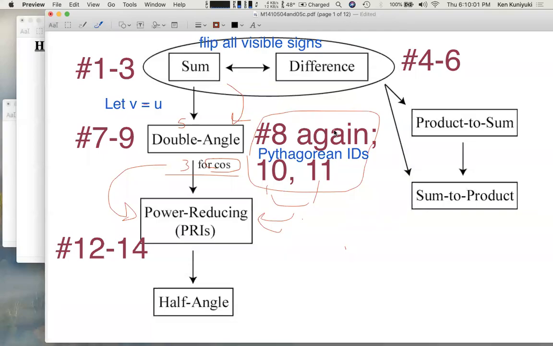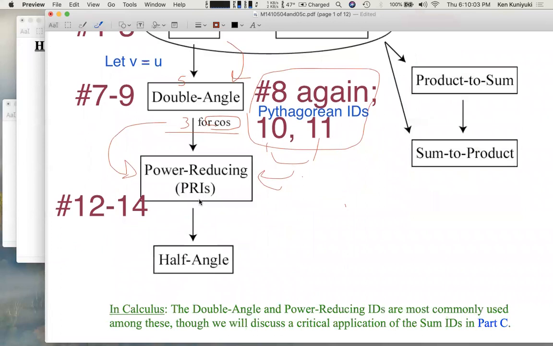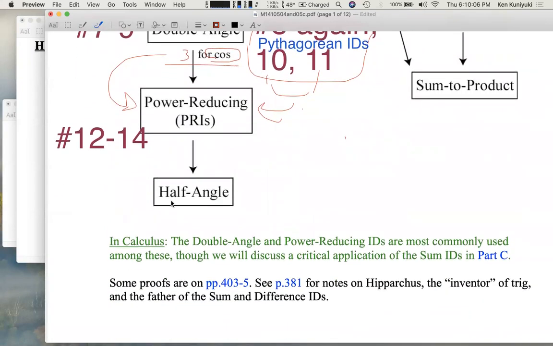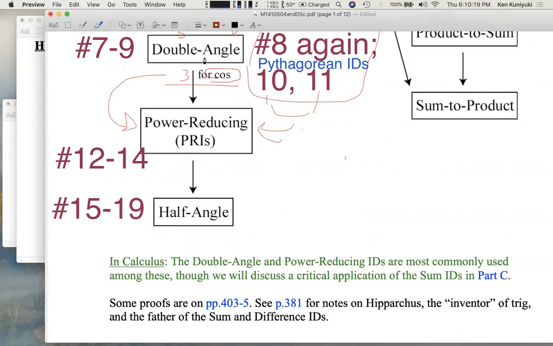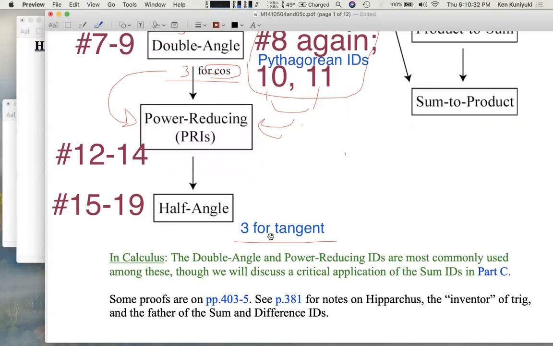Hi, everyone. Finally, we're going from the PRIs, the power-reducing identities, to these 5 half-angle identities. So we're going to get numbers 15 through 19. And this time, unlike double angle, where we had 3 for cosine, this time we're actually going to get 3 for tangent. There are 3 half-angle identities for tangent. And if you have a rigorous calculus teacher down the line, you might run into these various versions.